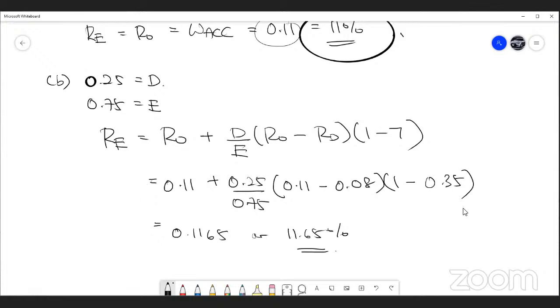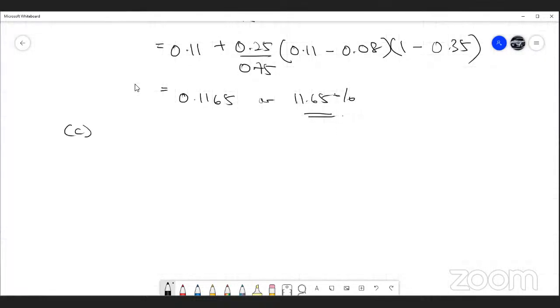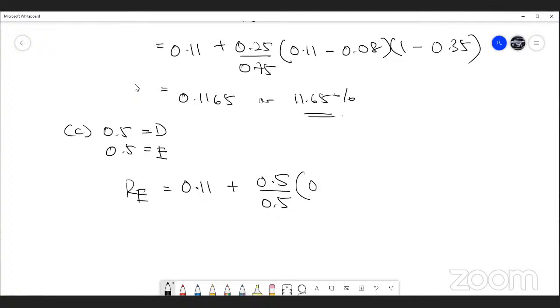So when you go to C, they tell you, what if now I change my debt to 0.5? So my equity also becomes 0.5. So my RE will change now. Everything remains the same. Only my RE will be different and the D/E will be different. R0 is still the same, 0.11, plus your new D/E is 0.5 divided by 0.5. All these are still the same.